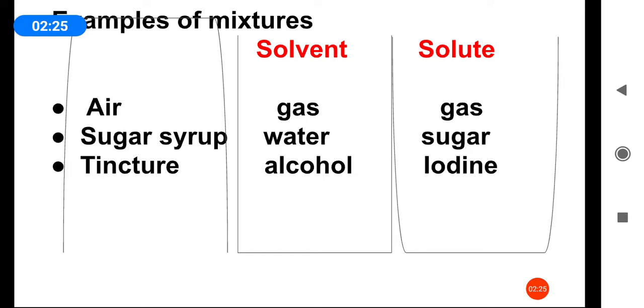Air is a homogeneous mixture of gases. Here both the solvent and the solute are gases. Sugar syrup is a solution where sugar is dissolved in water. Here water is the solvent and sugar is the solute. Tincture of iodine is a mixture of iodine in alcohol. Iodine is the solute whereas alcohol is the solvent.